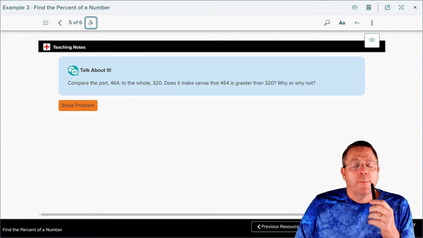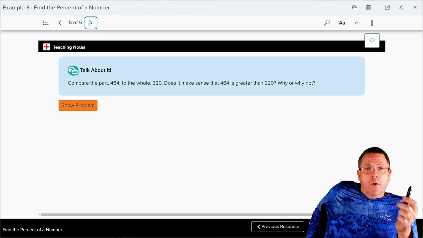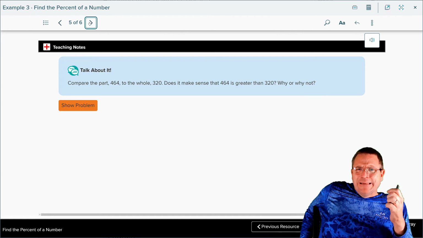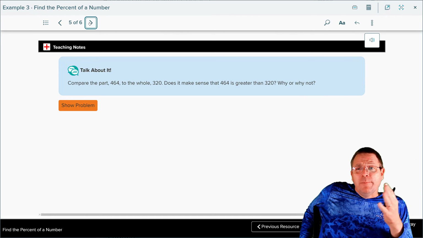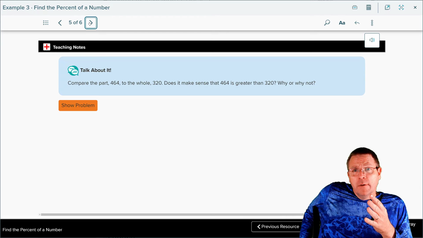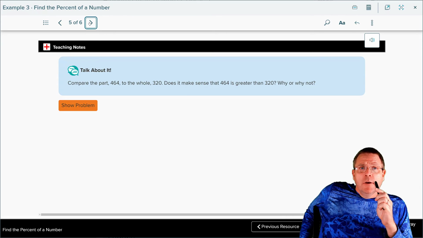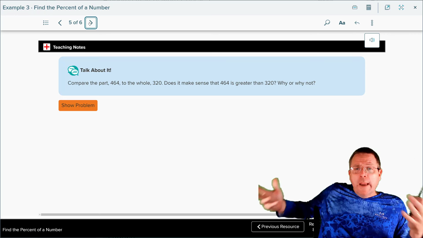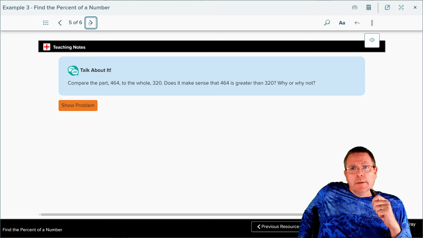Now let's compare the part 464 to the whole 320. Does it make sense for a part to be bigger than a whole? In this case, yes, because we went to a number greater than 100% of the whole. We went to 145% of the whole, therefore the part has to be bigger than the whole number was.